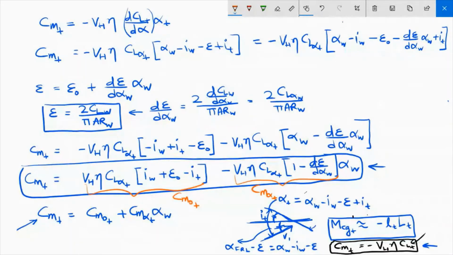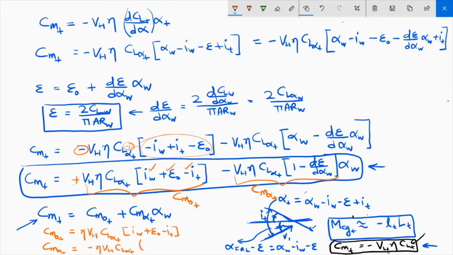So I can write now that CM0T is equal to η times VH times CLαT times (iW plus ε0 minus iT). And then CMαT is equal to minus η VH CLαT times (1 minus dε/dαW). This is what we got.